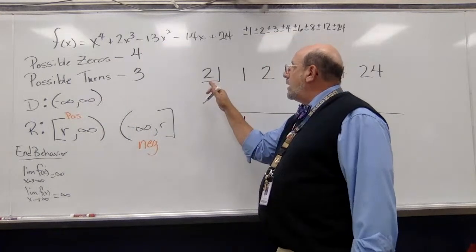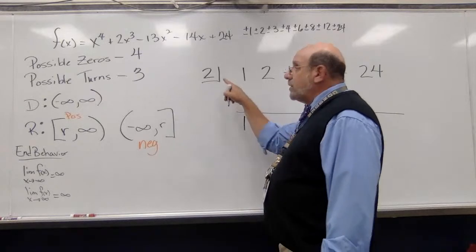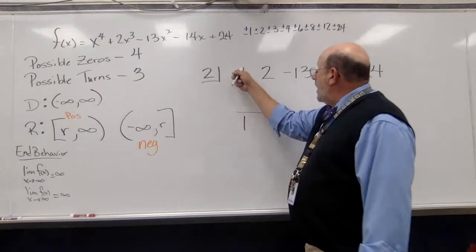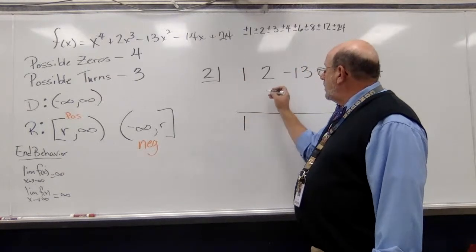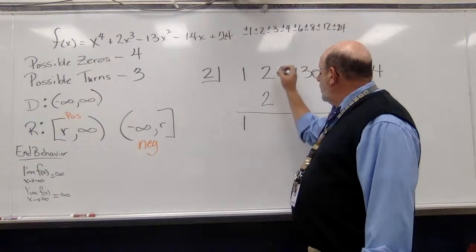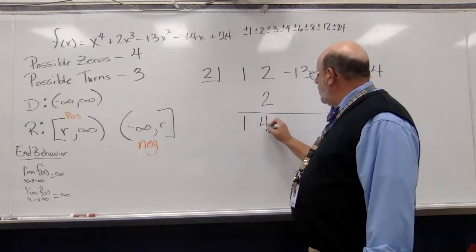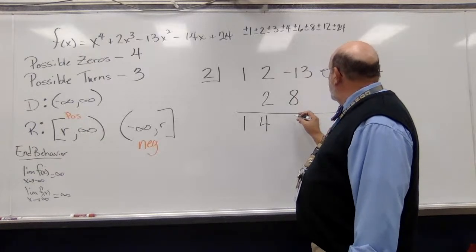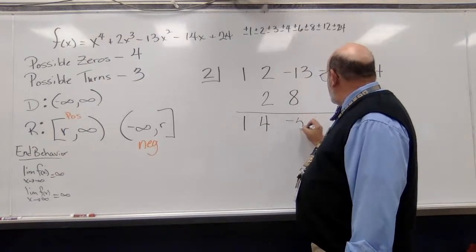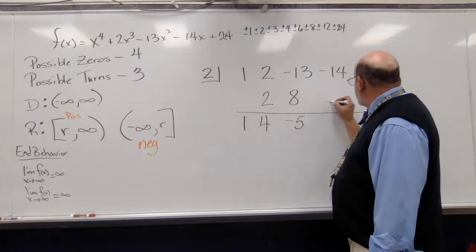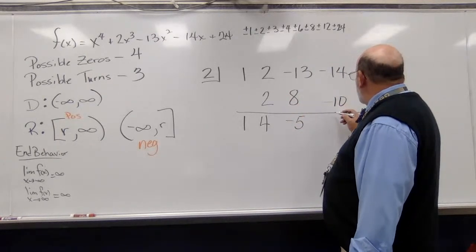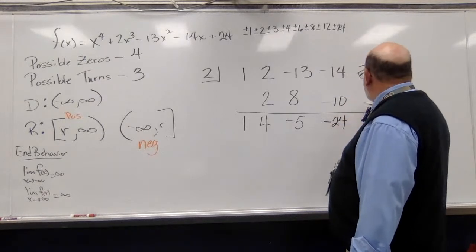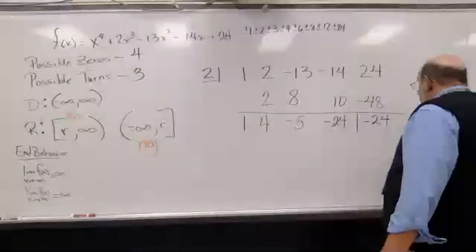By the way, I'm going to show you that this doesn't work. We're going to have to erase and go on to a different value. We drop our 1. 2 times 1 is 2. 2 plus 2 is 4. 4 times 2 is 8. 8 and negative 13 is negative 5. 2 times negative 5 is negative 10. Oh, well, that's negative 24. 2 times negative 24 is negative 48. What do?